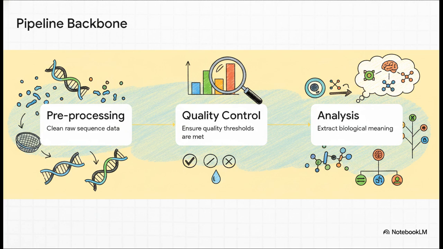Now, regardless of the specific tool you end up choosing, every robust pipeline must successfully navigate three foundational steps: data preprocessing, quality control, and statistical analysis. You have to clean that raw sequence, ensure it actually meets quality thresholds, and then extract the biological meaning. Keep these three core steps in the back of your mind as we evaluate our contenders.